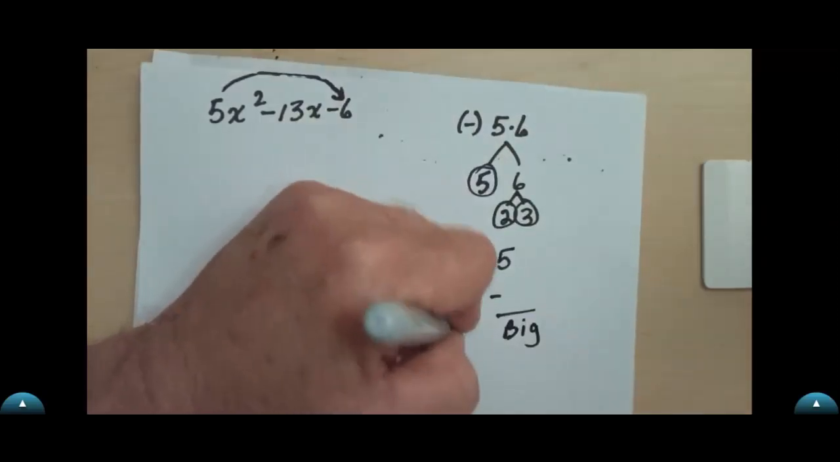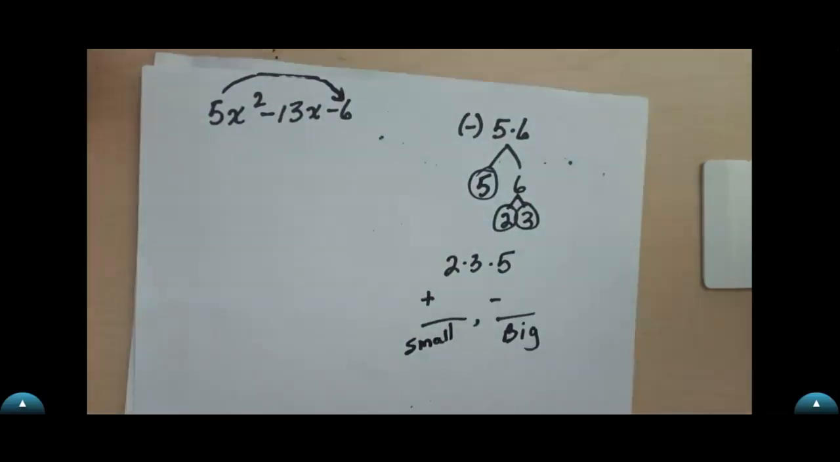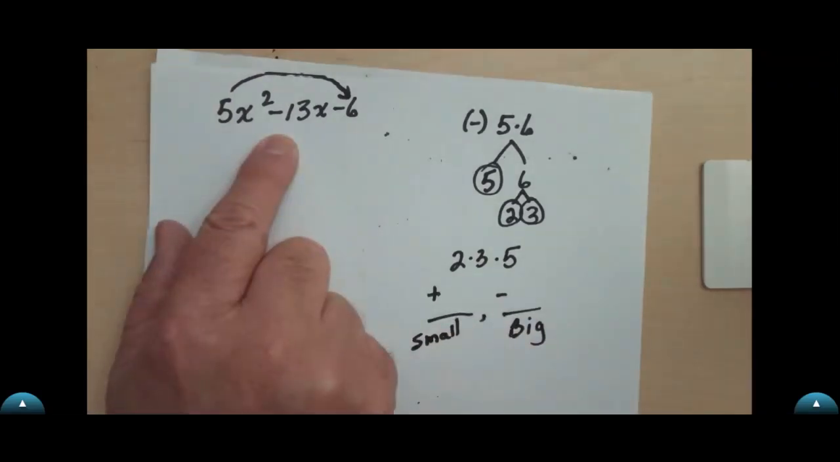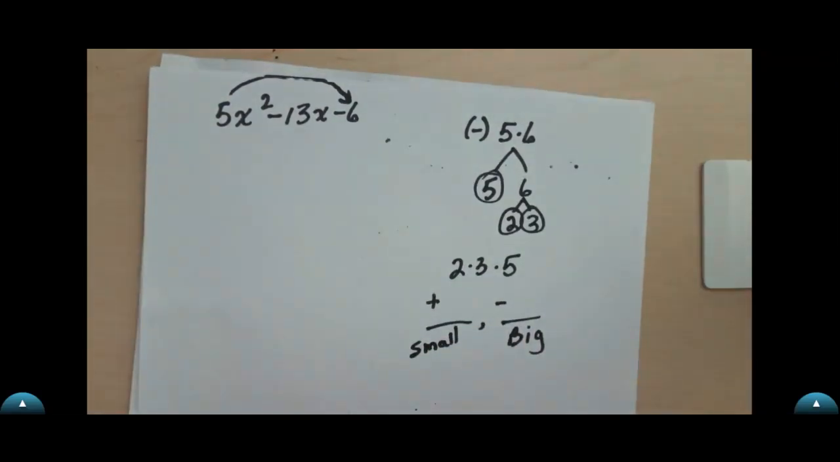So it would be +3 and -10. Well, is 10 minus 3 equal to 13? So remember, these numbers have opposite signs. You're not going to actually add to get that number. You're going to subtract to get that number.